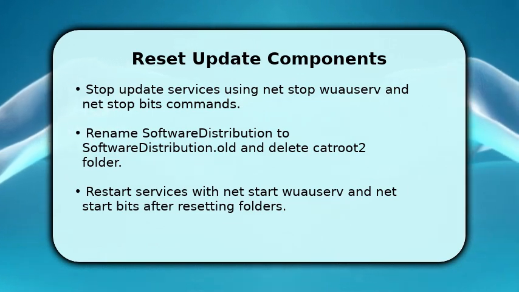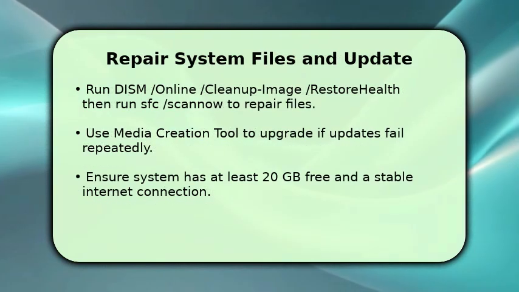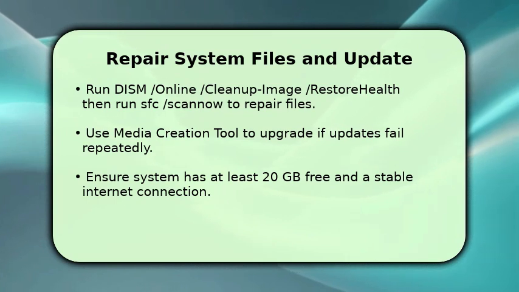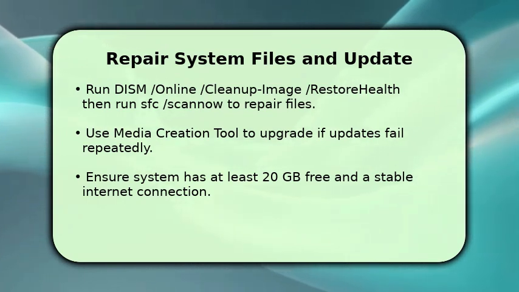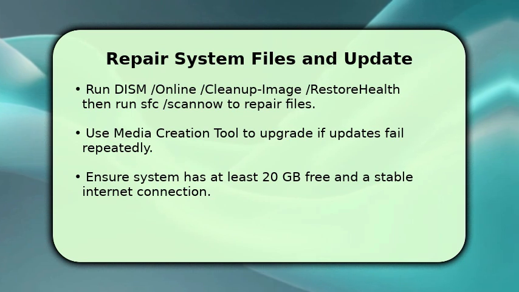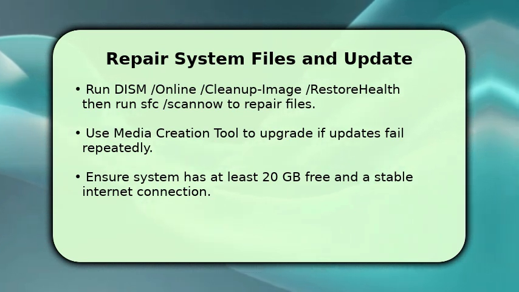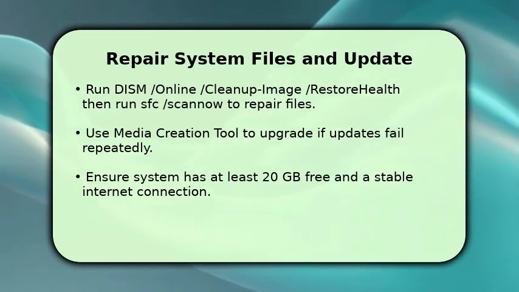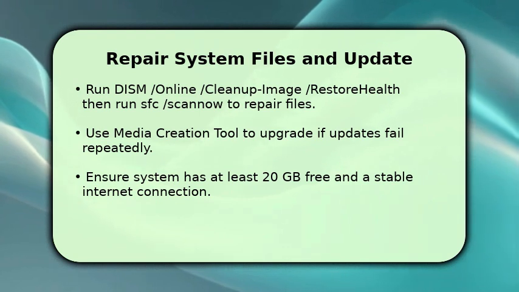Reboot your PC and retry Windows Update. To repair core files if update components still fail after resets, open an elevated command prompt and run DISM /online /cleanup-image /restorehealth to fix the image. After DISM completes, run sfc /scannow to repair corrupt system files automatically.